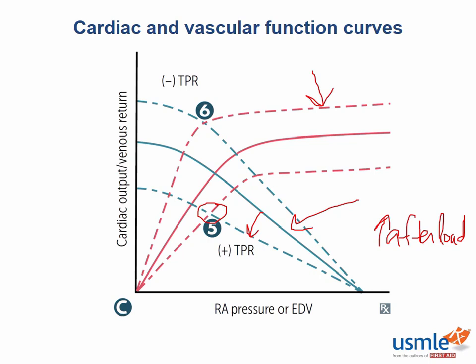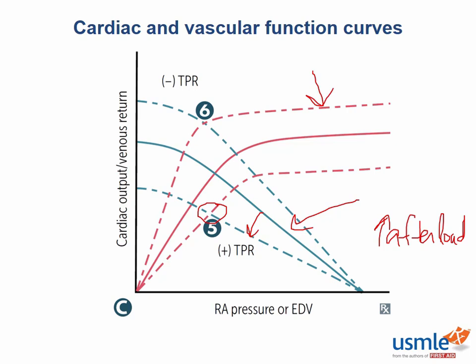Well, it's important to remember that total peripheral resistance has nothing to do with the resistance or the compliance you should think of in the venous system. When you have an increase in total peripheral resistance, you have a decrease in blood that proceeds through the capillary bed to the venous system, and thus you have a decrease in venous return.